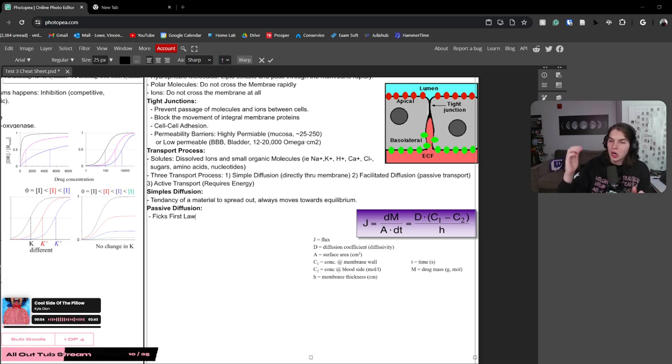Active transport goes from an area of low to high concentration. So this is when you're spending energy to move something out of a system. And this is actually a really important process.